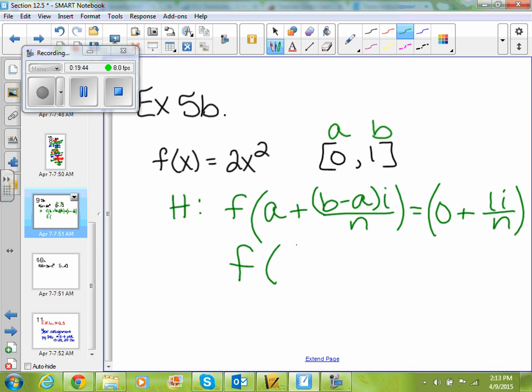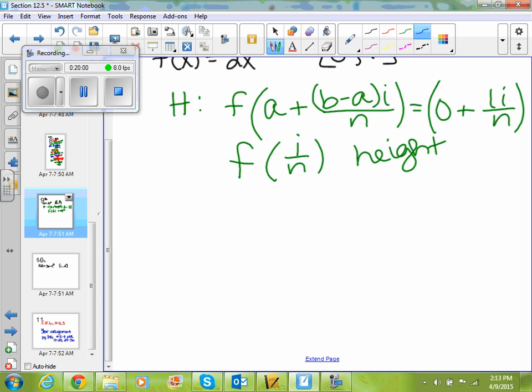So my function of i over n is going to be my height, because 0 plus 1 is 1, so I'm going to have to really write the 1. Then if I want to find my width, my width uses b minus a times i over n. Well, we just said b minus a, 1 minus 0 is 1, so that just becomes i over n as well.